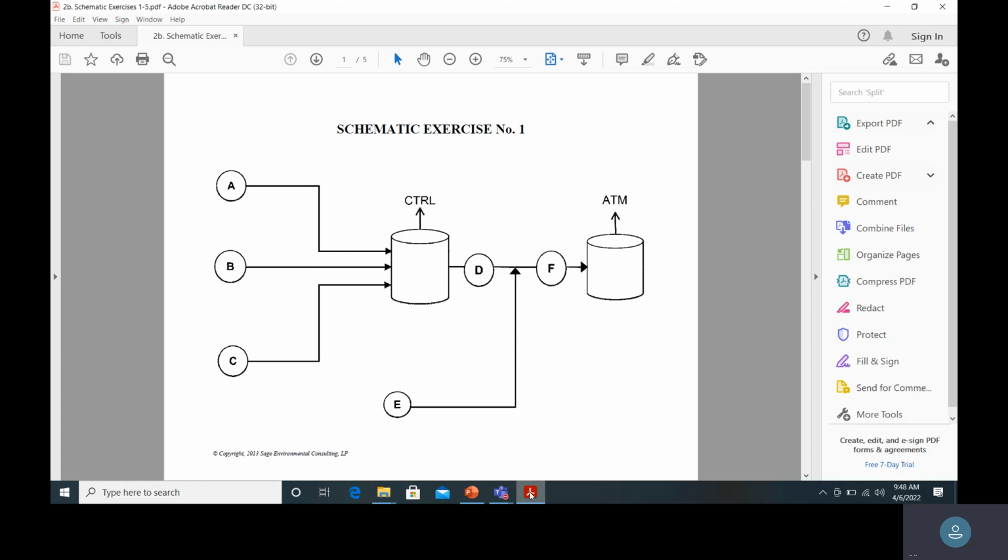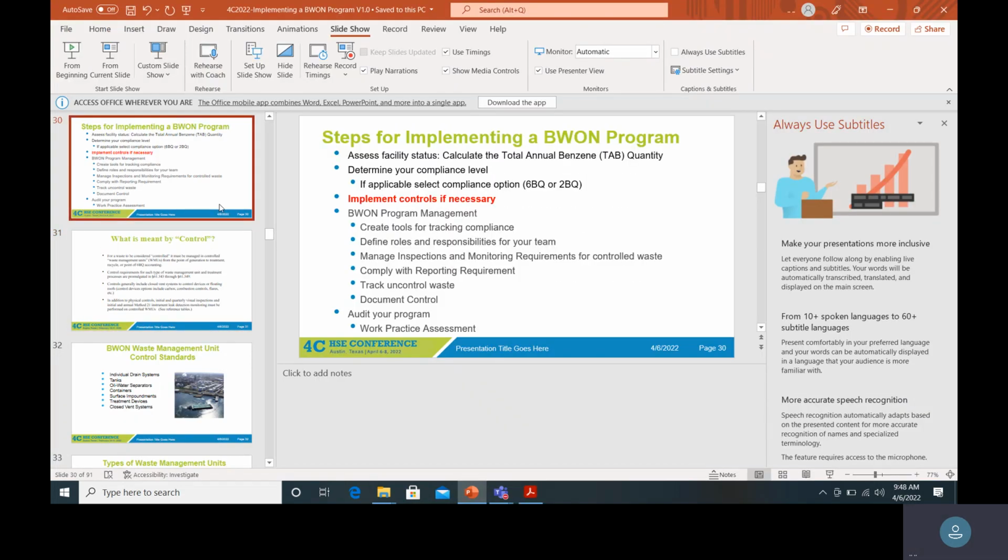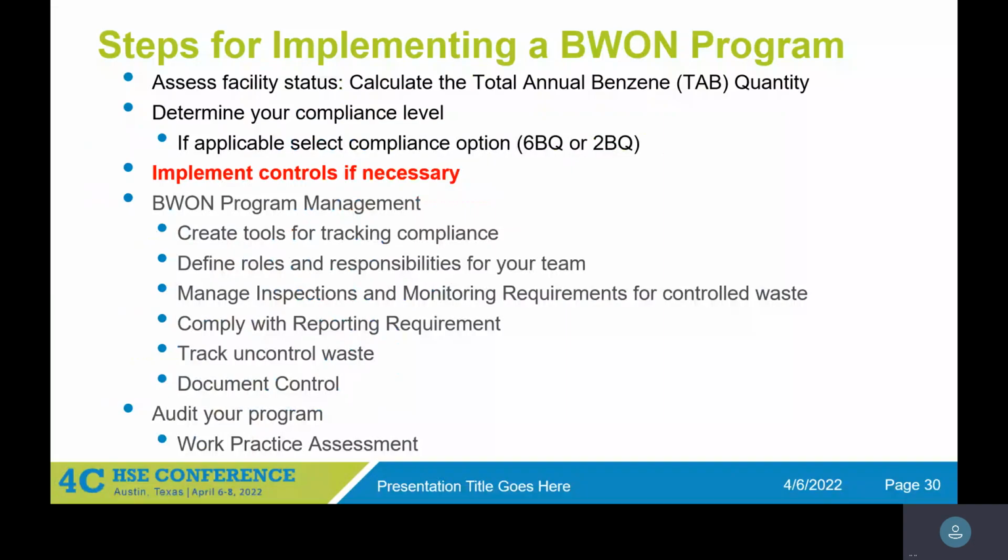Yeah. So we're just going through the exercises, to catch you up. This is where we are, following how to implement a B1 program. First you assess your TAB, your total annual benzene, which you already have established in your program. Then you determine your compliance level. If you're greater than 10 megagrams, then you have to choose a compliance option and implement controls. So you're already over that threshold and you're at 6BQ.